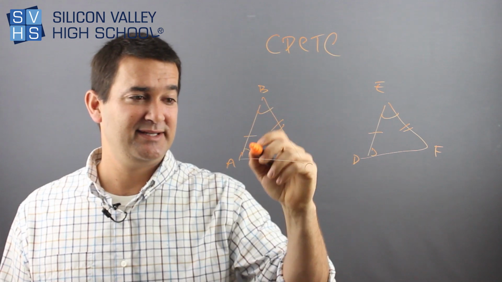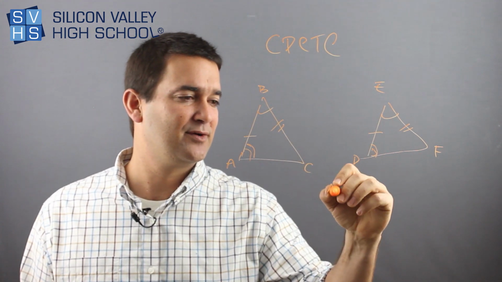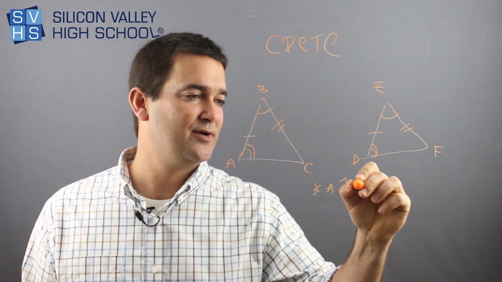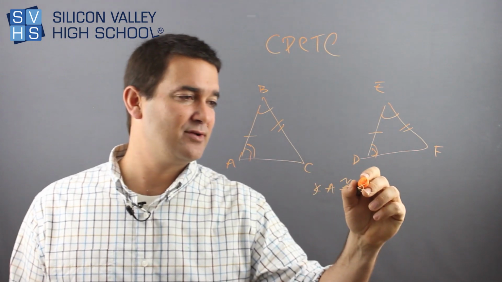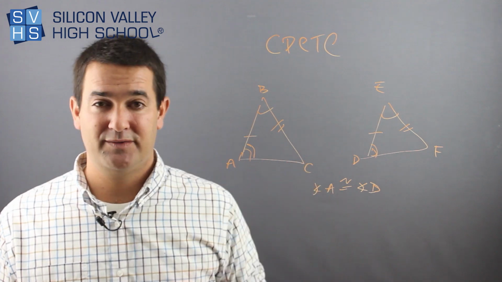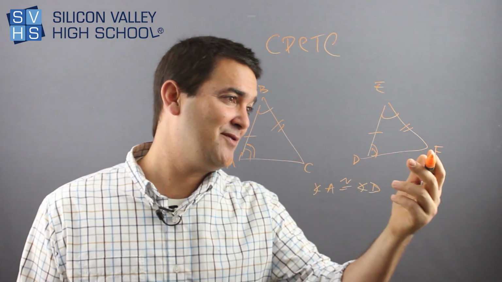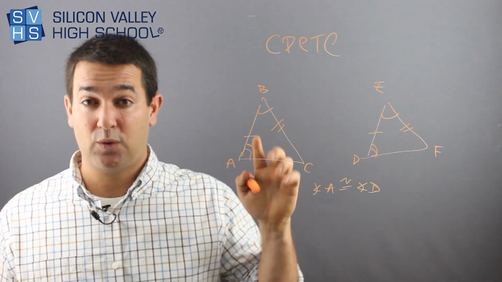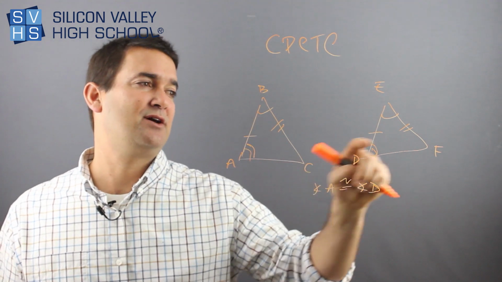Then, because of CPCTC, we know angle A is congruent to angle D. And every other corresponding part, right? I don't even need to list them all. Obviously, C would be congruent to who? Over here, oh wow, F. They're in the same position. They're corresponding parts. So C is congruent to F.